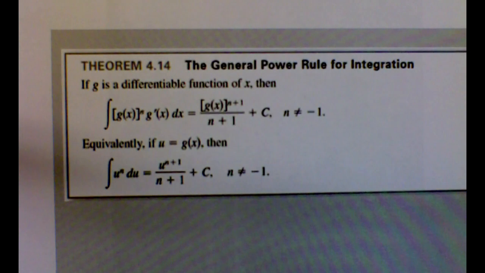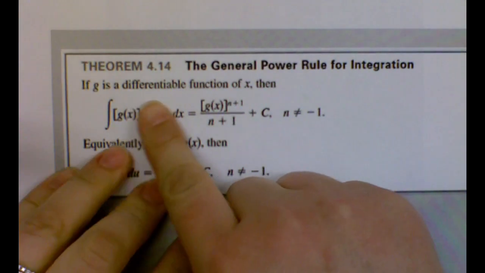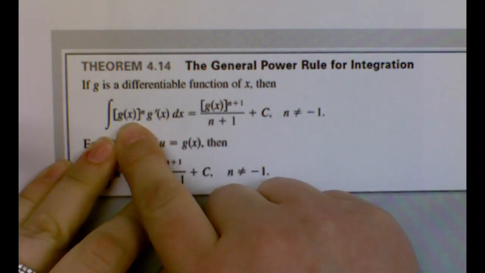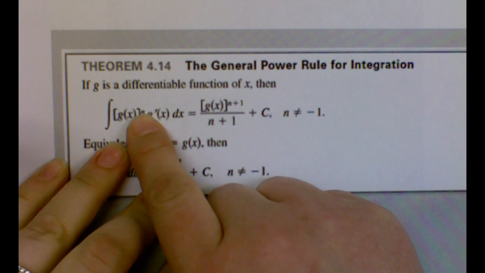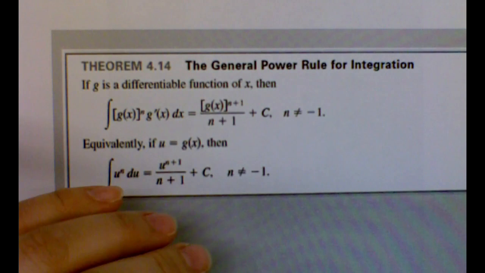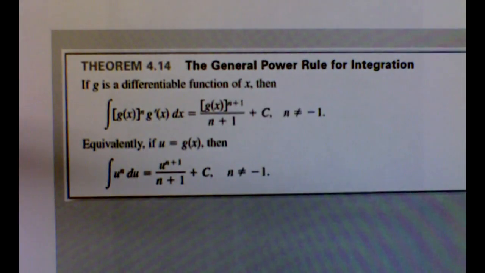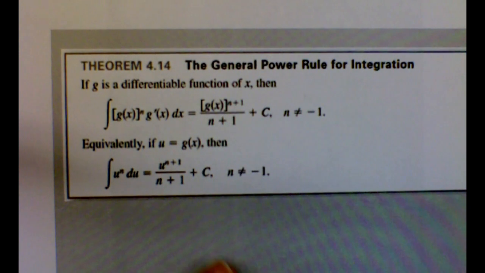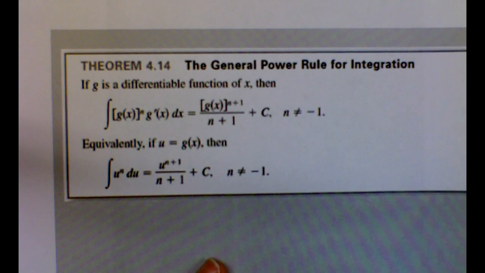And now we have the general power rule for integration. g is a differentiable function of x. The antiderivative of g of x to the n power times g prime of x dx is g of x to the n plus 1 power over n plus 1 plus c. Equivalently, if u is g of x, u to the n power du is equal to u to the n plus 1 power over n plus 1 plus c. That's really what we were just doing. It's recognizing the inner function in here.